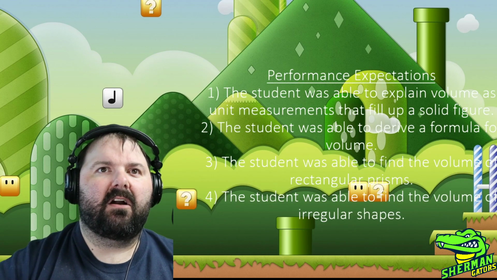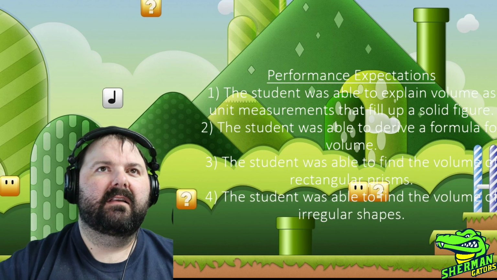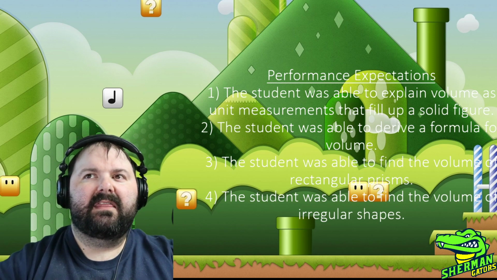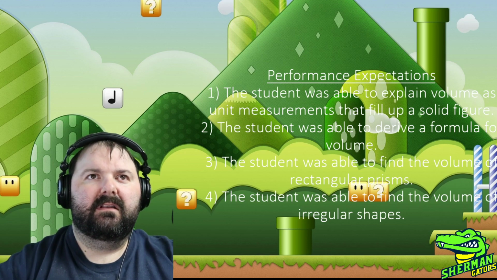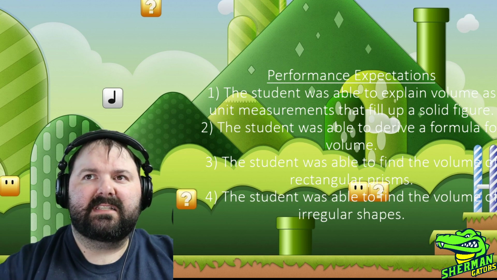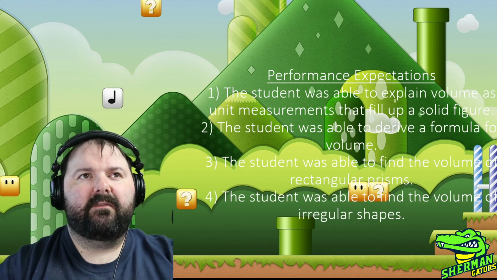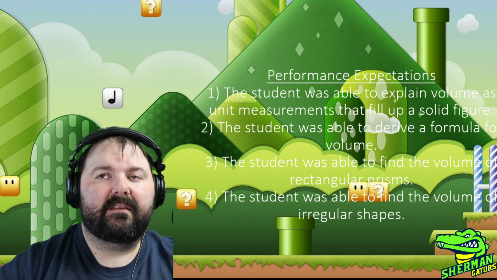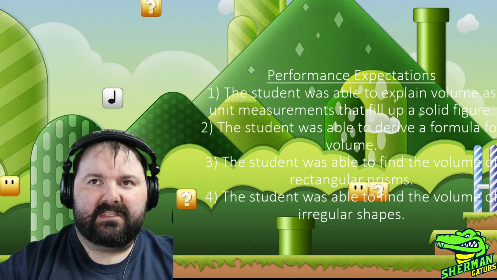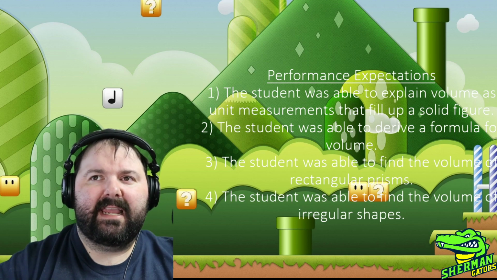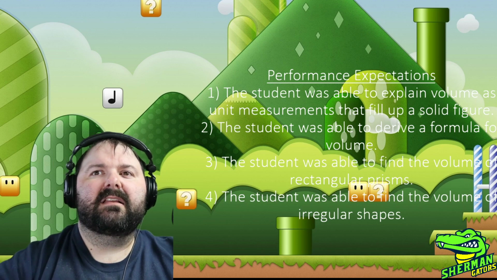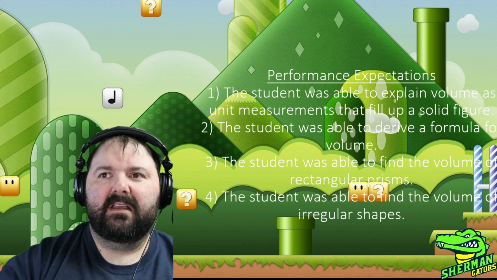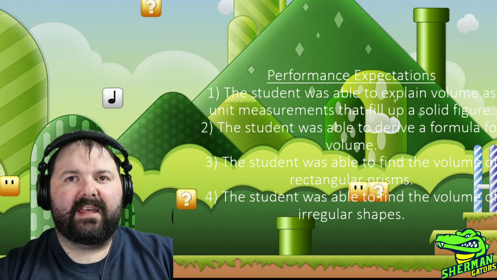Our goals for today are pretty simple. 1, the student will be able to explain volume as unit measurements that fill up a solid. Number 2, the student will be able to derive a formula for volume. I'll give you guys a hint: length times width times height. Number 3, the student will be able to find the volume of rectangular prisms. And number 4, the student will be able to find the volume of irregular shapes. That is the goal for today.